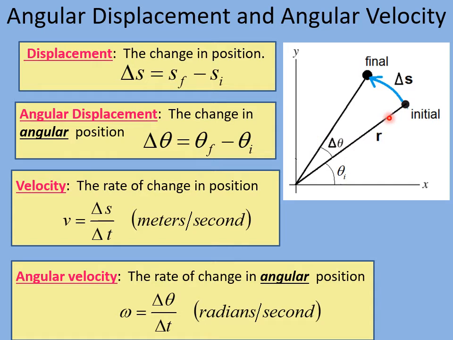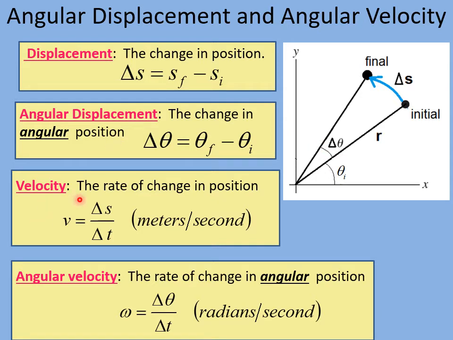So look at this picture here. Let's imagine our object starts here and it moves along a circular arc over here to our final position. If you were to measure this arc here, this would be delta S. That's the distance that it moved in meters. But what we're often more interested in is what was the change in angle of our object. So this angle right here is delta theta. That is our final angle, which would be this angle from here down to here, minus our initial angle, theta i, right here. So delta theta is the change in angular position.